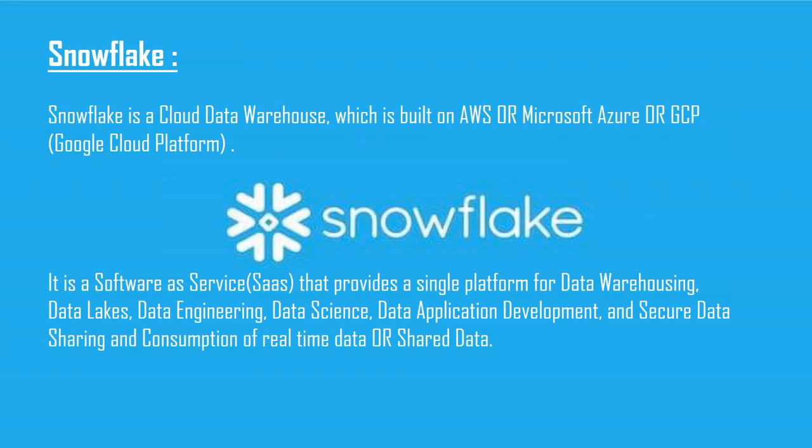And it is built on top of three cloud providers. One is AWS, Amazon Web Services, one is Azure, another one is GCP, Google Cloud Platform. Fine. So why have they built it on top of these three cloud providers? Now these things we will discuss one by one. Fine. Snowflake can be called as a software as a service, or SaaS.